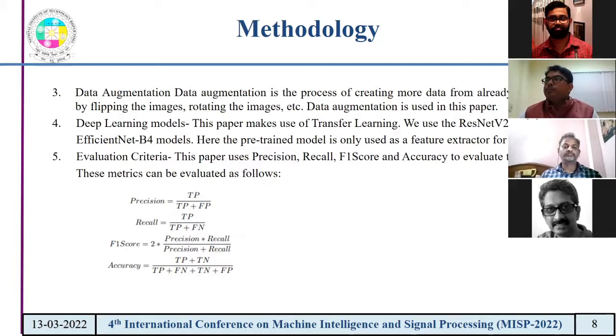The fourth step was the choice of models, pre-trained models. So we chose the ResNet-P2 model and the EfficientNet-P4 model. And the evaluation metrics that we use are precision, recall, F1 score, accuracy. All the papers that we saw on Kilberg dataset previously only used accuracy to determine their models, but we have also used precision, F1 score, and recall.